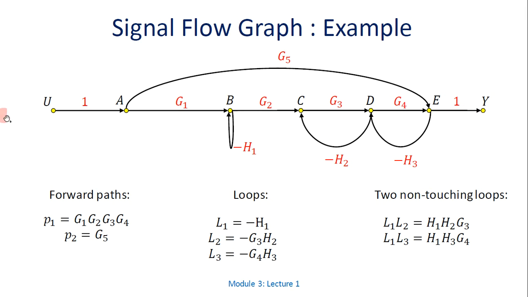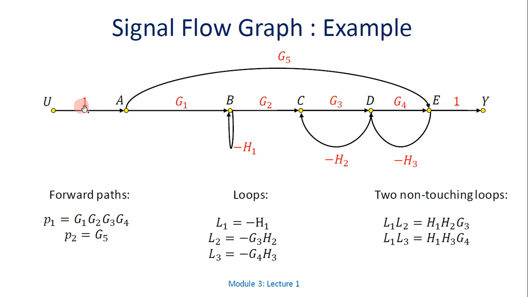As I already told you, the condition for a forward path is that it should start at the input node and end at the output node. So this path starts at U and ends at Y. You should not take A to E as a forward path. This is one of the paths, but it is not a forward path. The second forward path is U to A, A to E and E to Y.